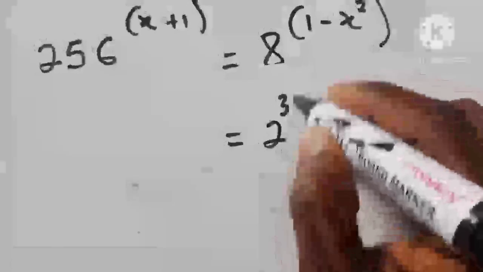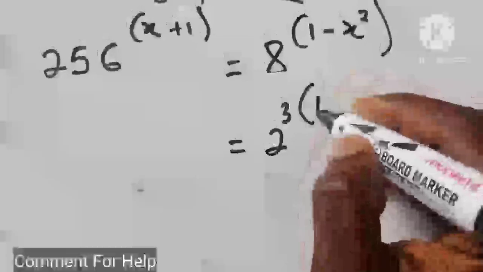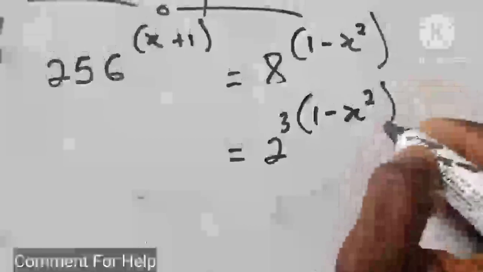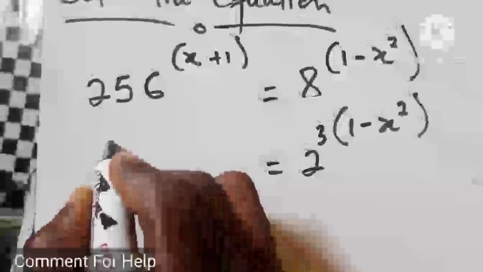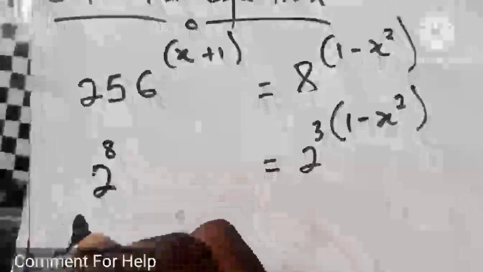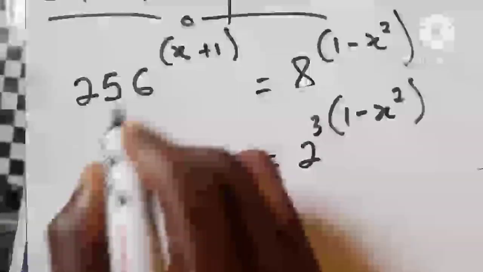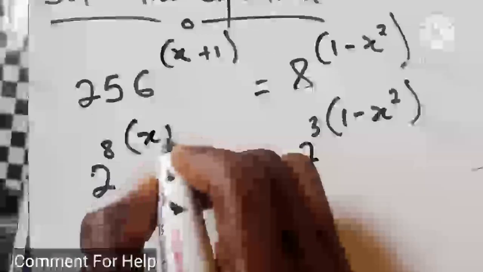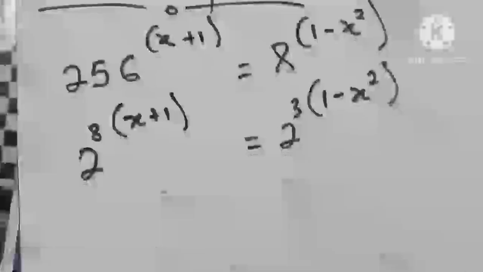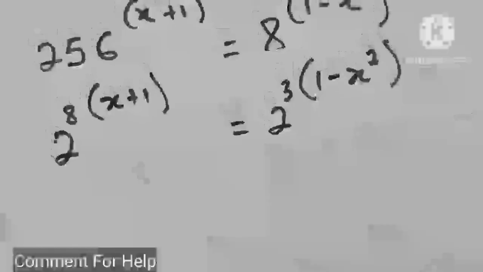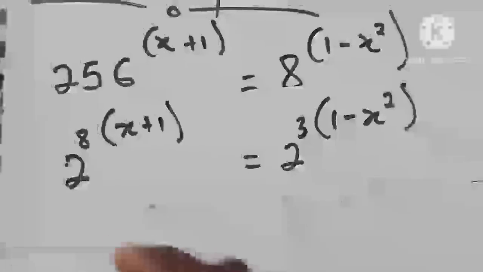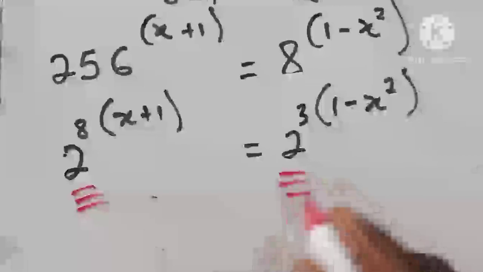So here we have 2 raised to the power 3, that is 1 minus x squared here, and then here we can have 2 raised to the power 8, right? So 2 raised to the power 8 will give us 256. So x plus 1. Is that okay? Now you know why we are doing this. So from the first assumption, or by the beginning of this video, you see what is happening.